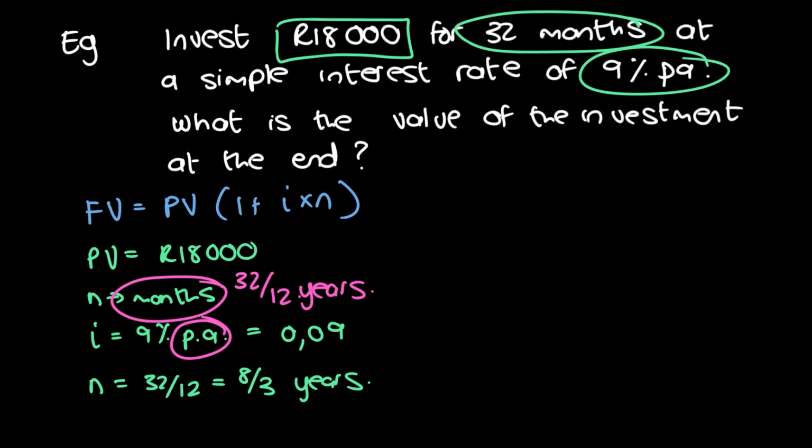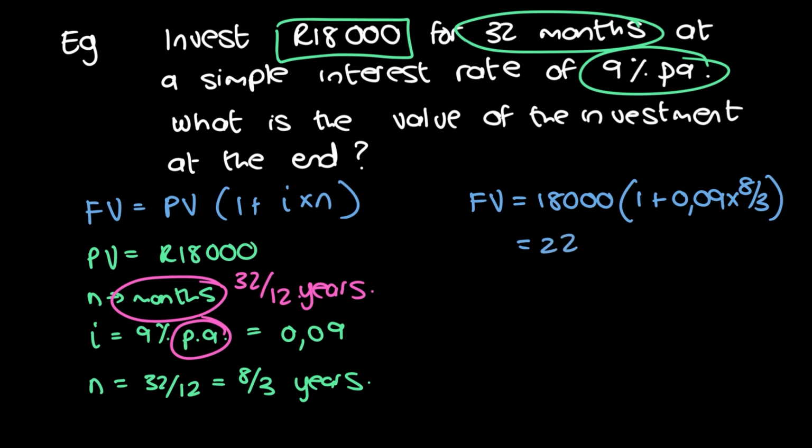Now we have all the information. All the information coincides with the formula and the units that we require. We can now put it in. So we have our future value is equal to 18,000 times 1 plus 0.09 times 8/3. And now we can just go ahead and put that in our calculator. And if we do that, we're going to get 22,320 Rand. So at the end of the investment period, you would get 22,320 Rand out.